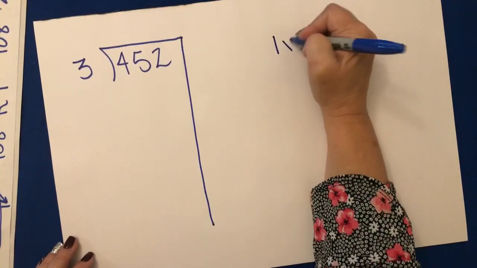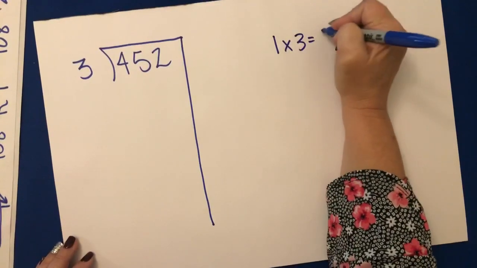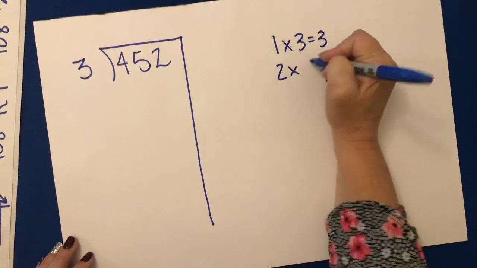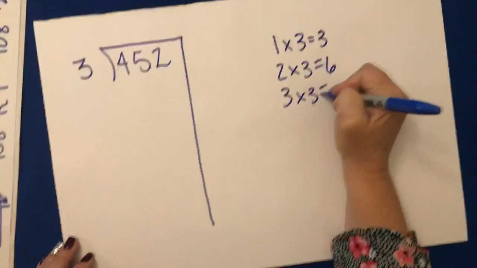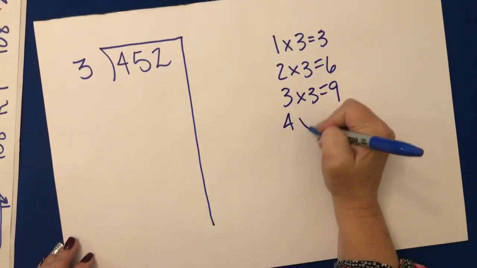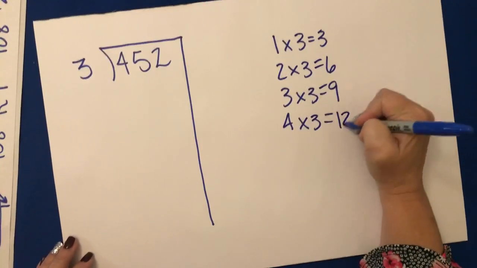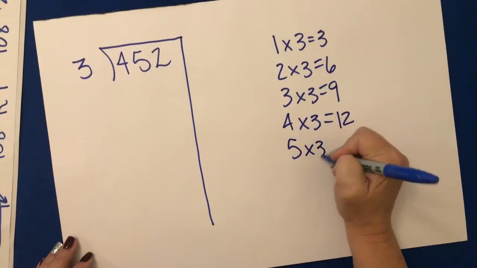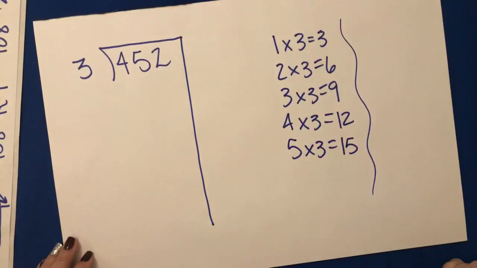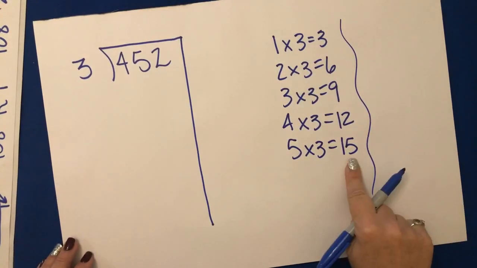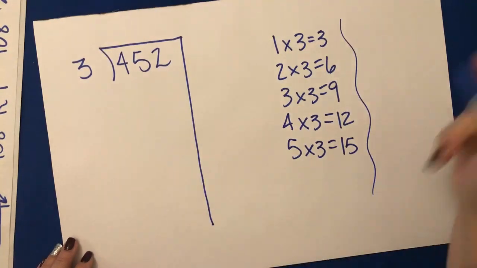So 1 group of 3 is 3. 2 groups of 3 is 6. 3 groups of 3 is 9, 4 groups of 3 is 12, and 5 groups of 3 is 15. Okay, so now I can use these facts to help me get to a much bigger number than 15 that I can take out of this pile over here.